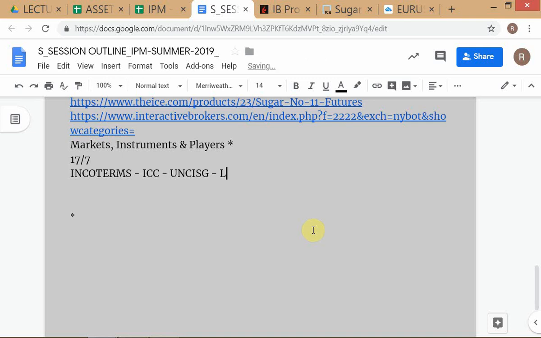So let me just write it down. Letters of credit. Let me just write it here. UCP-600. UCP stands for Uniform Customs and Practice. UCP-600 is the latest version of the document.